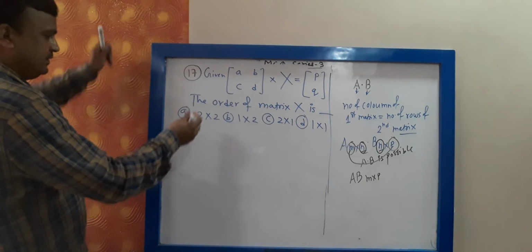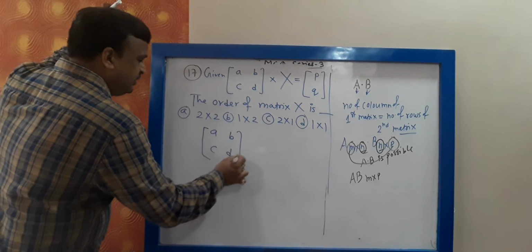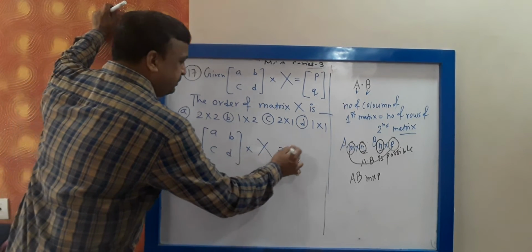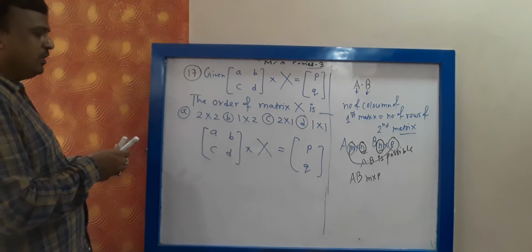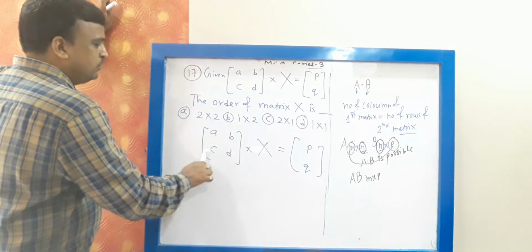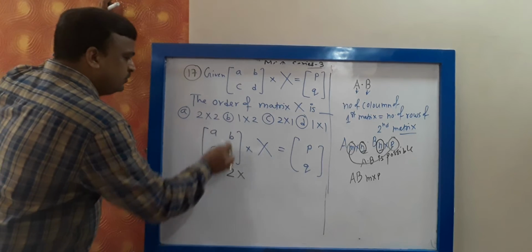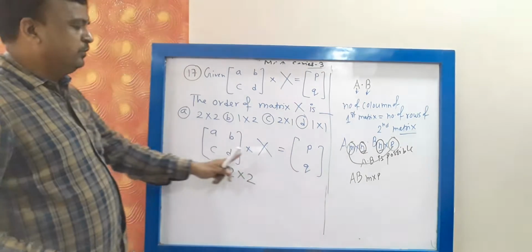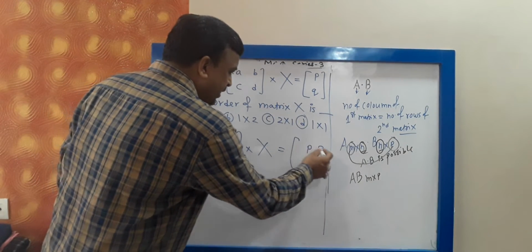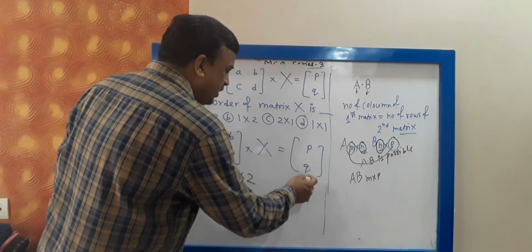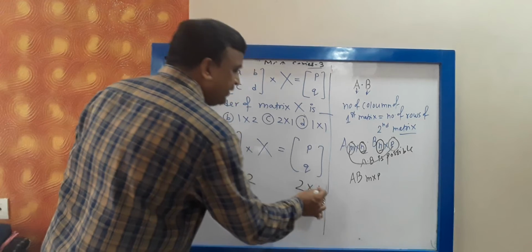So let us see this matrix [A, B; C, D] into X is PQ. First we write down the order of this matrix. What is the order of [A, B; C, D]? 1 row, 2 rows, so 2 rows; 1 column, 2 columns, so 2 by 2. We do not know the order of X. Then what is the order of this matrix? 1 row, 2 rows and 1 column, so 2 by 1.